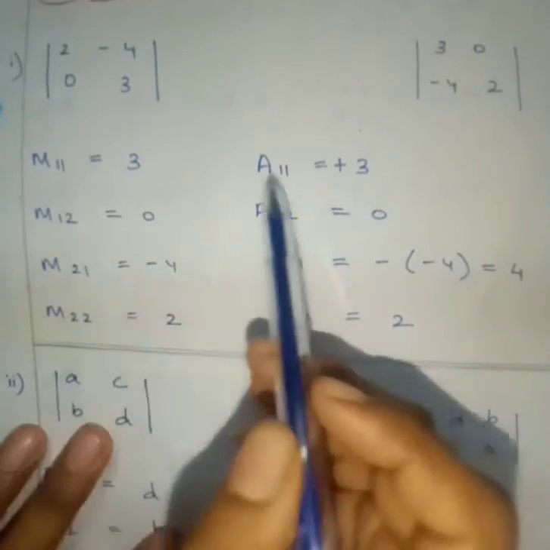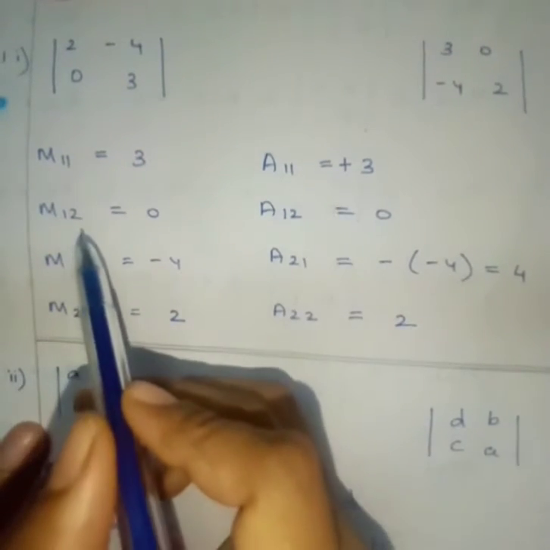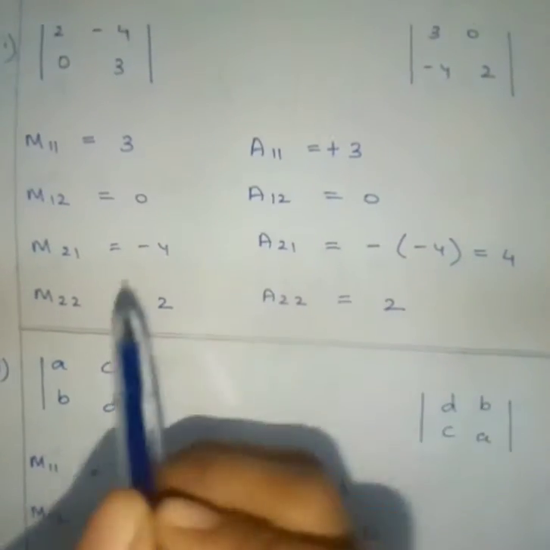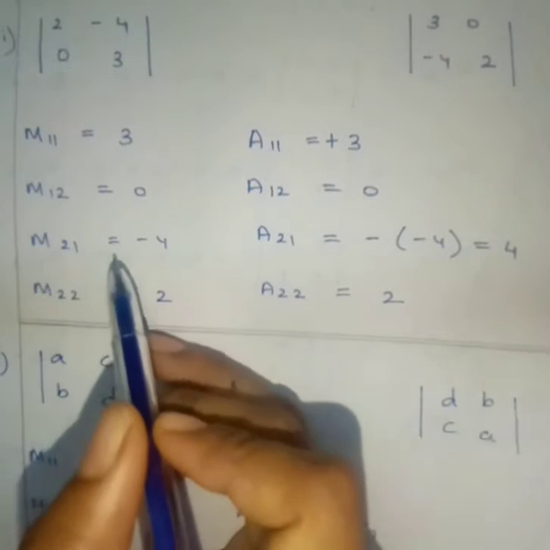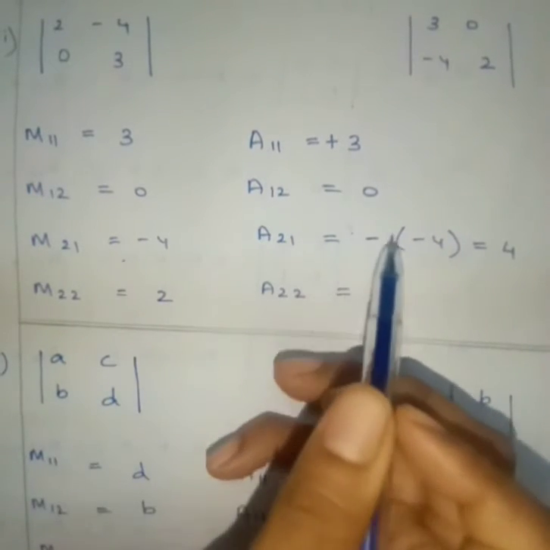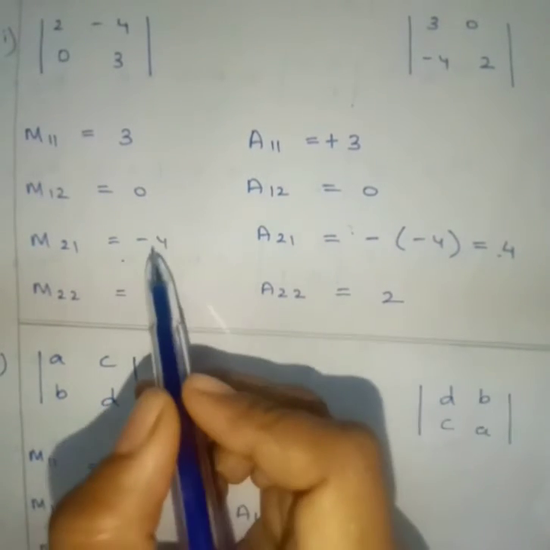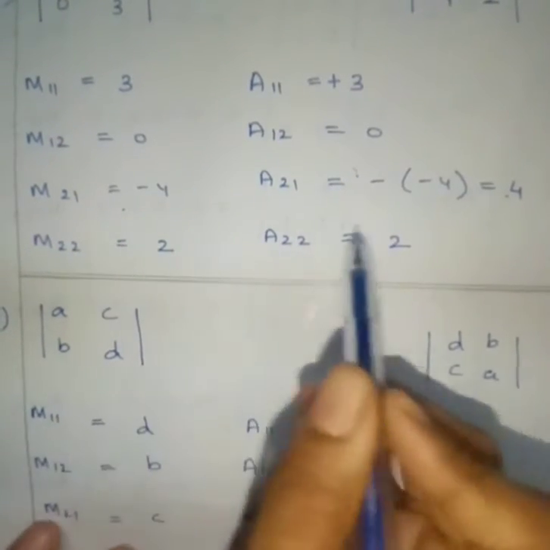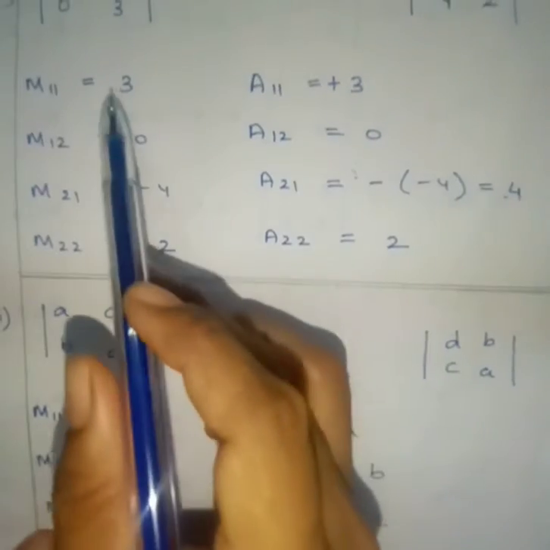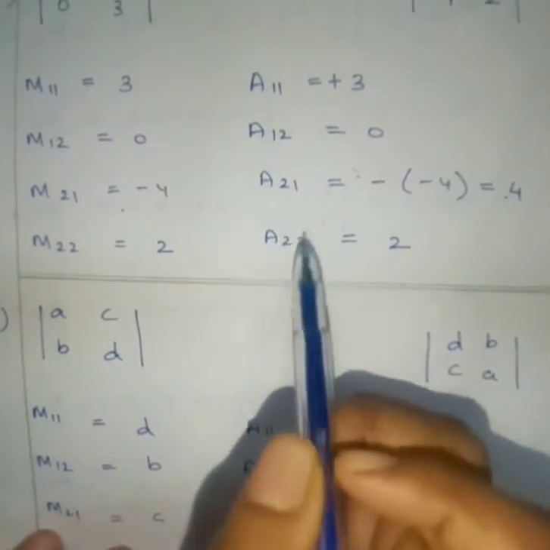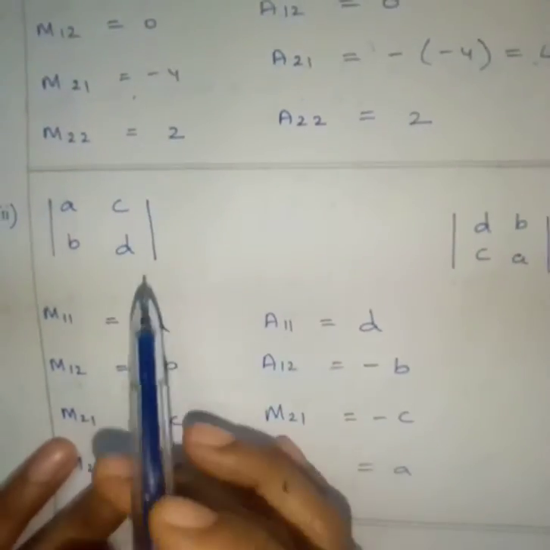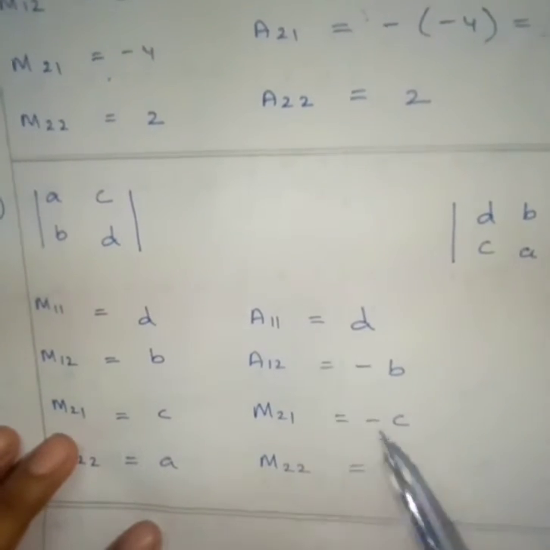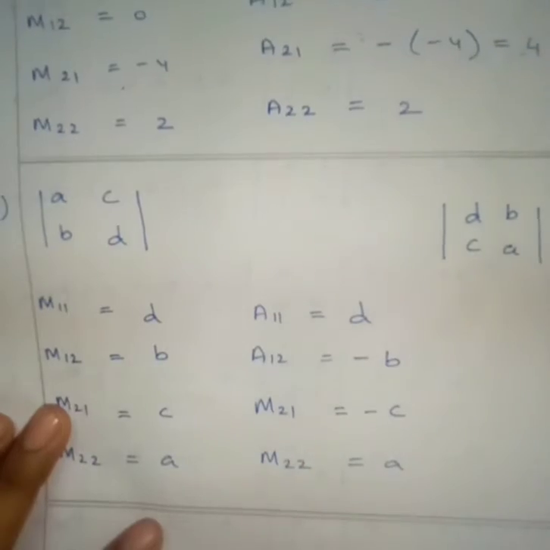So it is even, so plus 3. It is odd, whatever it is, but it's negative 0, so we are writing 0 as it is. 2 1, it is odd, so negative into negative, positive. Already have a negative here, right? So negative negative, positive. This is an even number, so we are writing this as it is. These are the minors and these are the cofactors. And the same question, interchange first, then write, then change the signs.